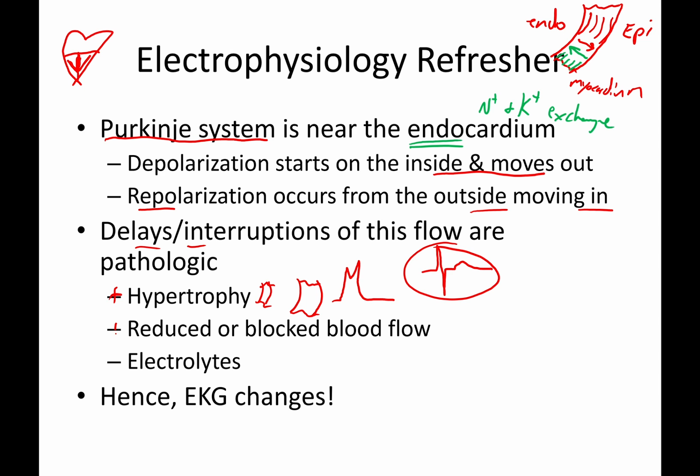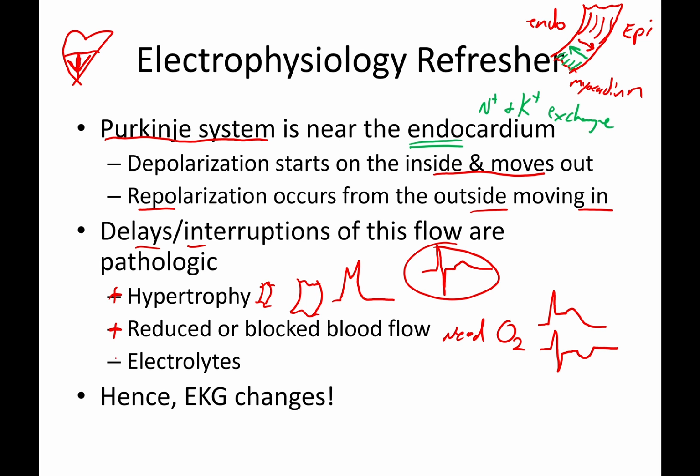Reduced or blocked blood flow will definitely affect that as well, because you need oxygen to be able to repolarize properly. And if you're not getting the oxygen you need, you're going to have repolarization issues. And that's what we're really looking for when we're doing a 12 lead and thinking about MIs, because that lack of blood flow leads to a change in repolarization, and that's what can cause things like ST elevation or ST depression, flipped Q waves, etc. We'll talk more about those as time goes on.